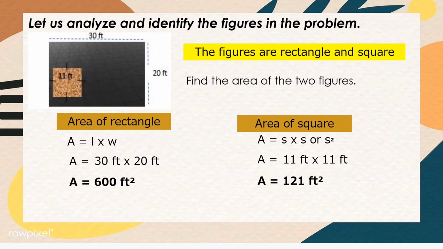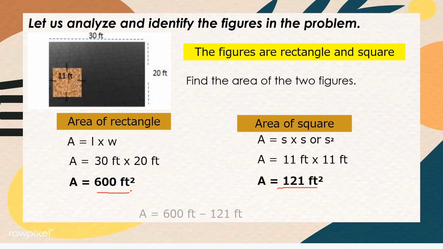Okay, so we already have the area of a rectangle with 600 feet, and the area of a square with 121 feet. So the question here is, is that the final answer? Not yet. From the problem, we are looking for the area of the portion that will be covered with pieces of tire. So kailangan dapat tatanggalin natin si area of a square. So anong gagawin natin? We're going to subtract the area of a rectangle and area of a square.